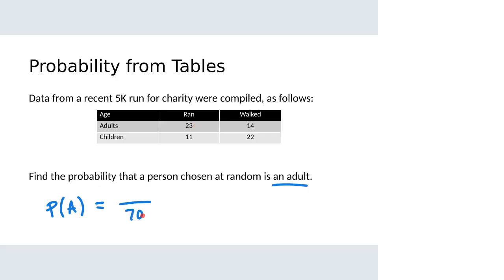My denominator here is going to be 70, and now I just have to find my successes. My successes here are the people that are adults. I have 23 adults that ran, I have 14 adults that walked, so altogether I have 37 adults. So I have 37 successes out of my 70 outcomes. The probability of picking an adult will be 37 out of 70. Again, successes over outcomes, and we just use the table to help us find that probability. Let me know if you have questions on this before I have you try one.